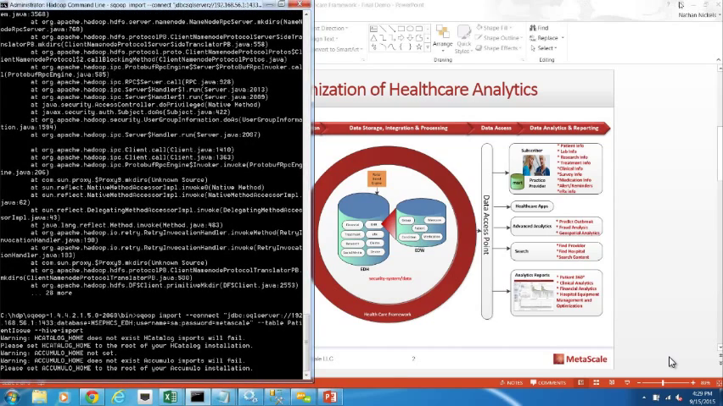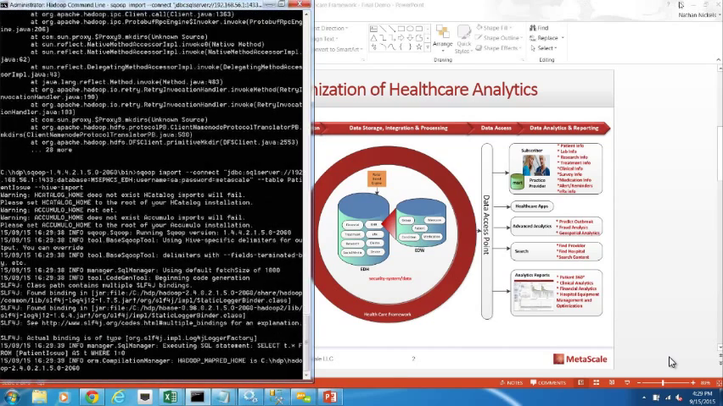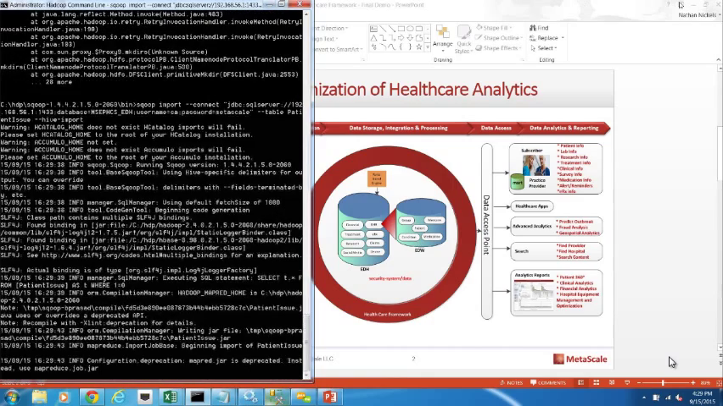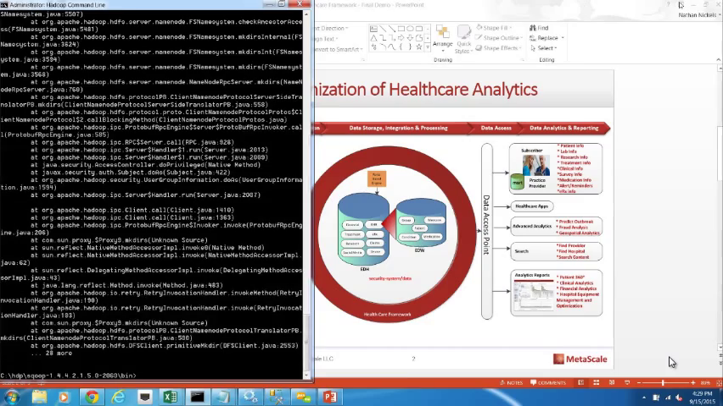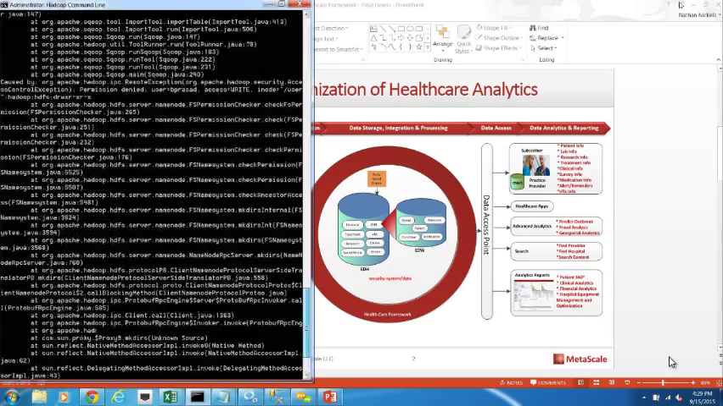So right now we're executing a script, and this script is basically creating the pipeline of information, and it's moving the data from our SQL server into our big data ecosystem. It's as easy as that.